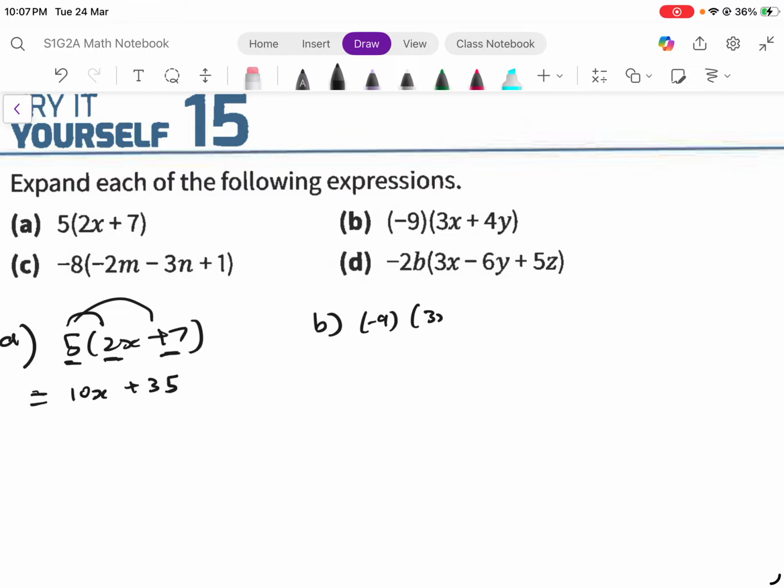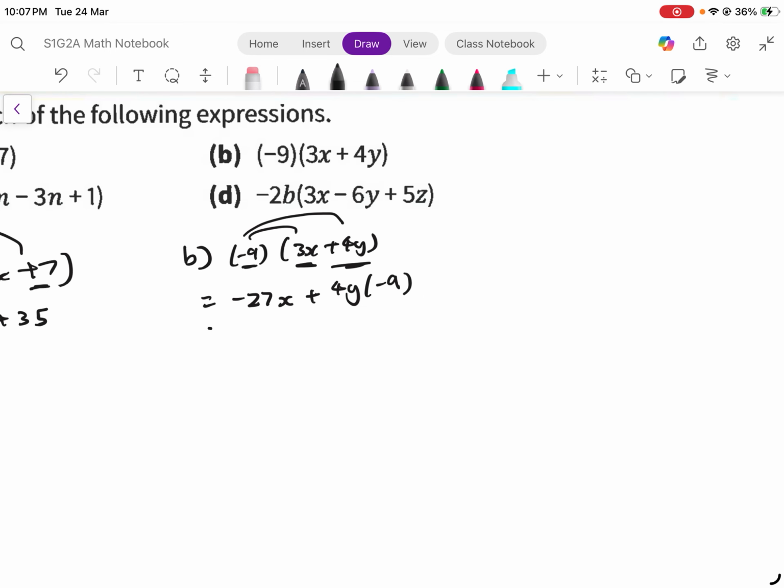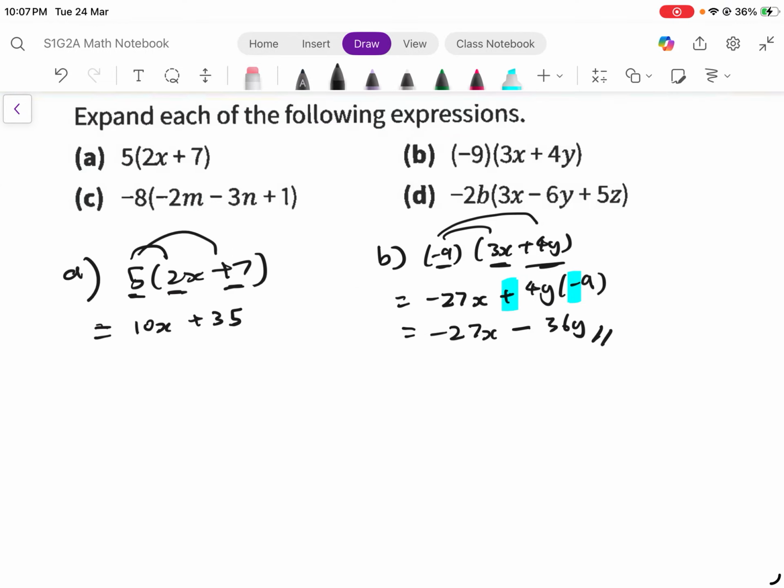Minus 9 times 3x plus 4y. Okay, so minus 9 times 3x, minus 9 times 4y. So minus 9 times 3 is minus 27x. Then after that you have a plus 4y multiplied by minus 9. Okay, I'm going to put this in the bracket here because a lot of you are not strong with sign changes yet. So you get minus 27x. Plus minus is minus. 4 times 9 is 36y. Okay. So from here, same thing, C.